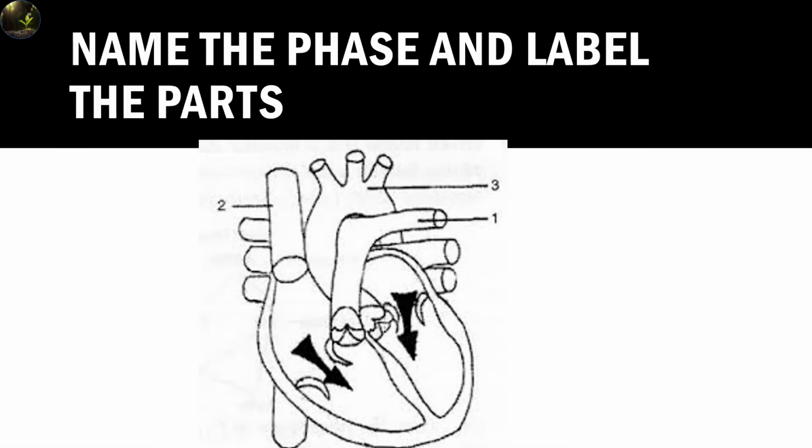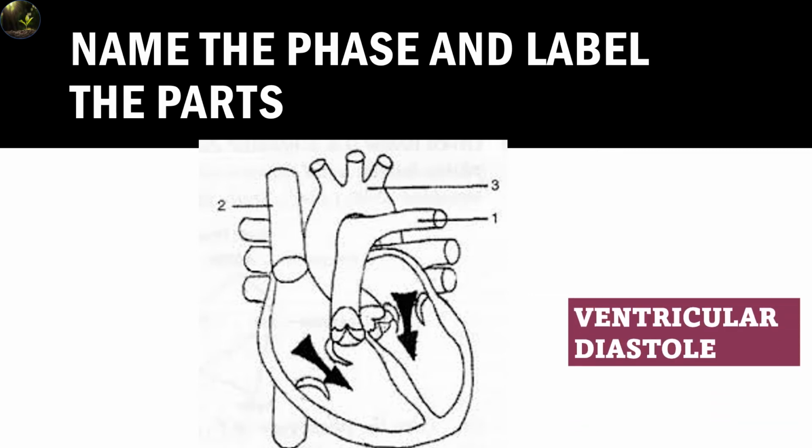The next, name the phase and label the parts. Which phase is this? Here, the tricuspid valve and bicuspid valve are open. Then which phase will that be? This is ventricular diastole. Then the next, first label the parts. First one, pulmonary artery. Second one, superior vena cava. Third one, aorta.